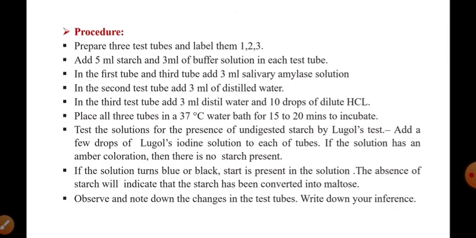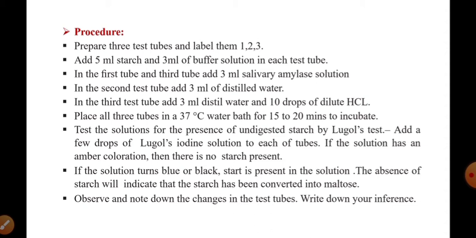The procedure for this experiment is very simple. The first thing that we need to do is take 3 test tubes and label them as 1, 2 and 3. And in all the 3 test tubes, the first thing that we have to add is 5 ml of starch solution and 3 ml of buffer solution. Now in the first test tube and the third test tube, we have to add 3 ml of salivary amylase solution. And in the second one, as a replacement of salivary amylase, we have to add 3 ml of distilled water.